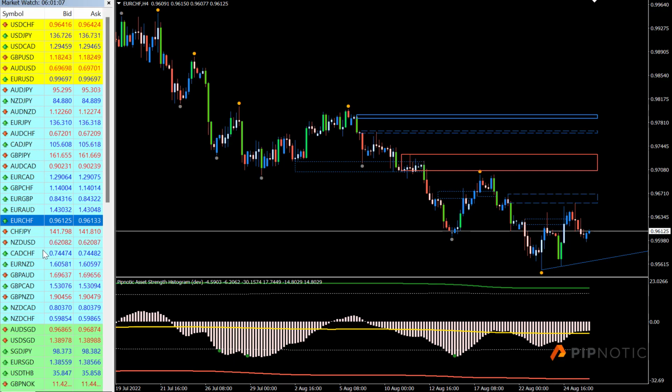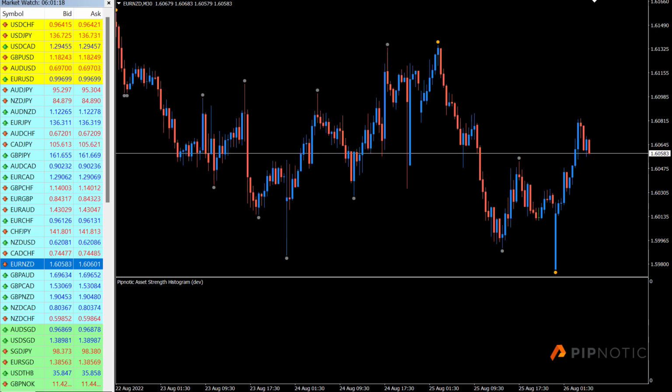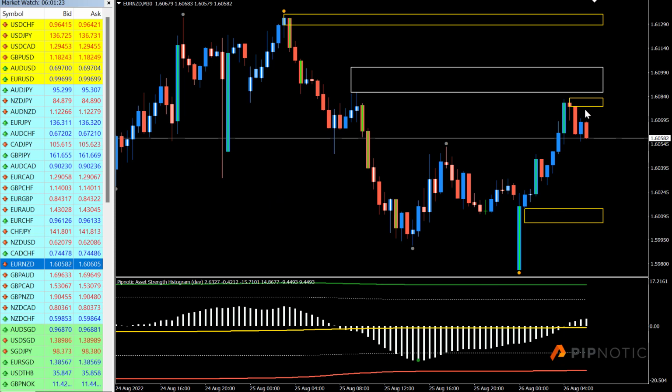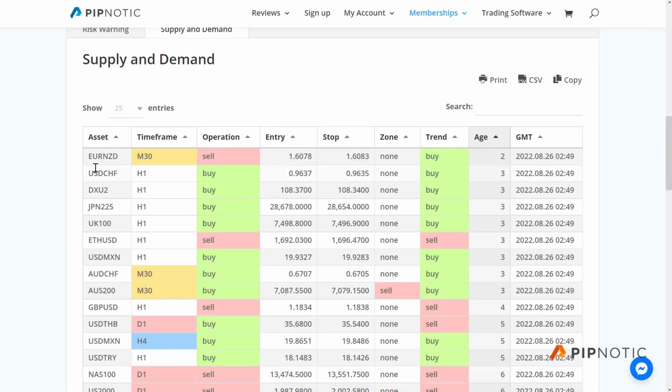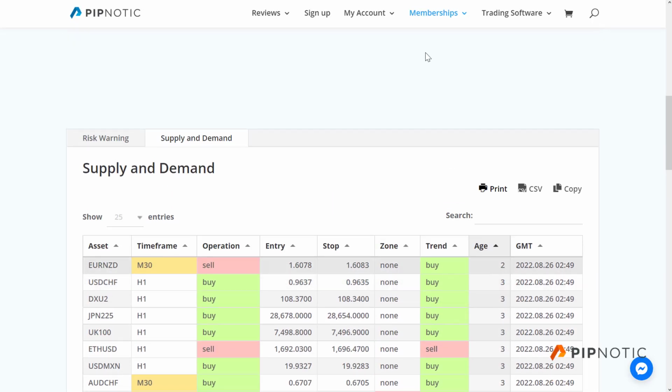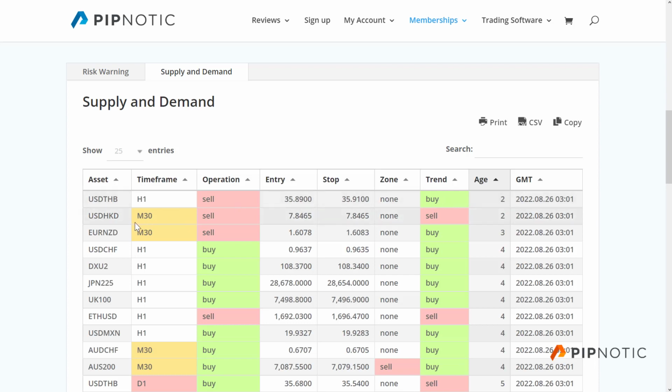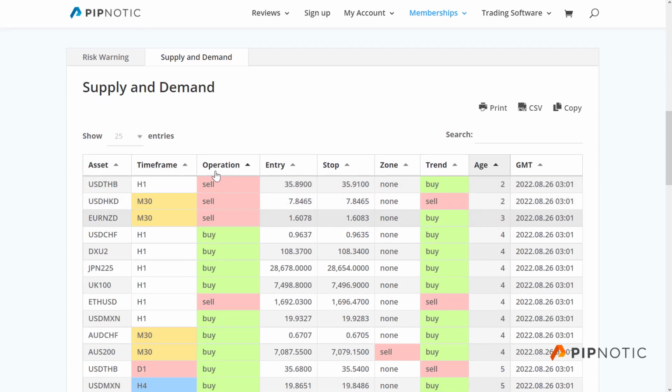Euro Kiwi, on the 30-minute chart. Okay, it says that it's 2 periods ago on the 30-minute chart. You can see it right here. So 1, 2, right here. Is that right? I think if we refresh it, it'll probably add 1. Let's say it's probably 3 now. Yeah, so now it's 3. Okay, I was wondering. Okay, so now it is 3 periods ago.